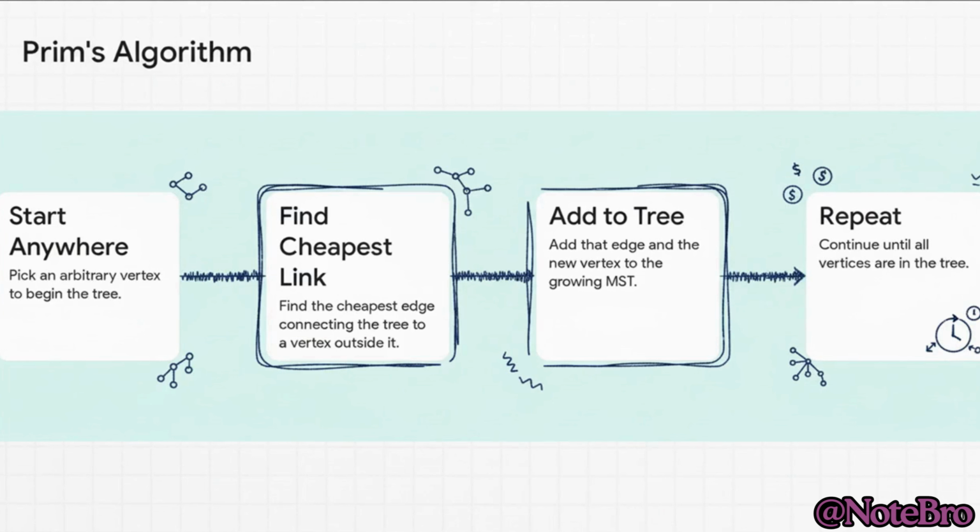Next is Prim's algorithm. This one's more like an explorer. It starts by picking any random office to be its home base. Then, at each step, it scans the horizon and finds the single cheapest connection that links its current territory to a new unexplored office. It adds that connection and that new office to its growing tree. It just keeps doing that, expanding outward, always grabbing the closest, cheapest neighbor. It's like watching a crystal grow.